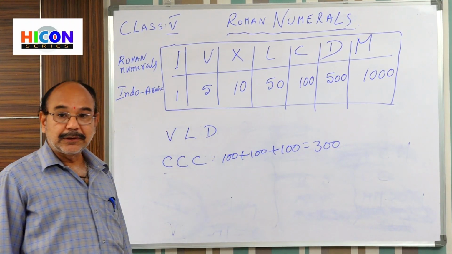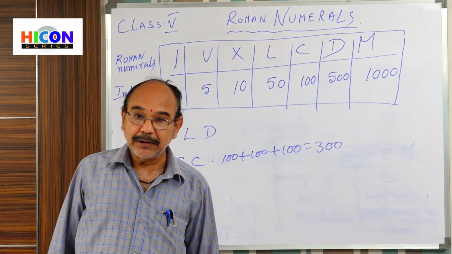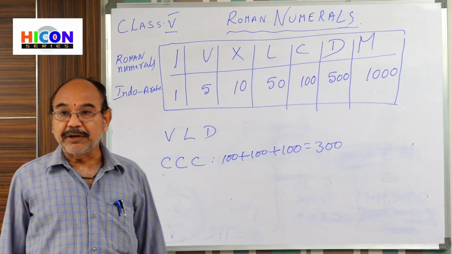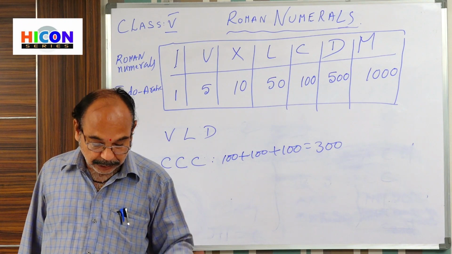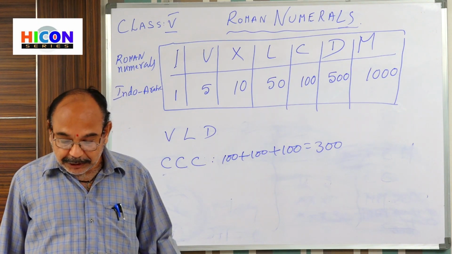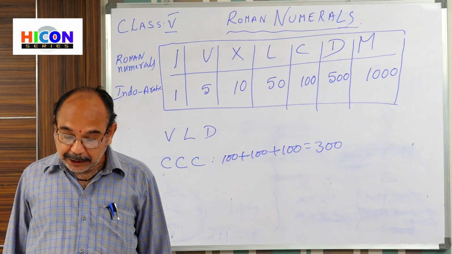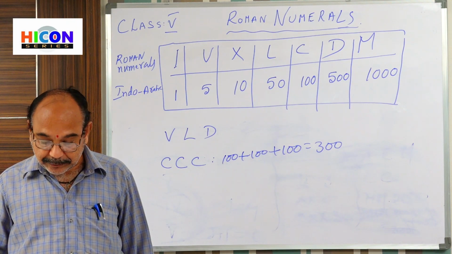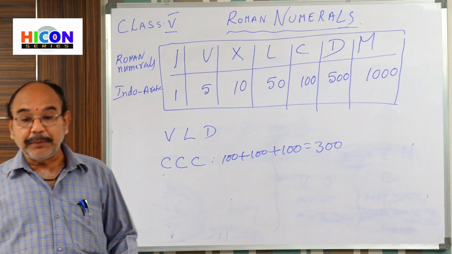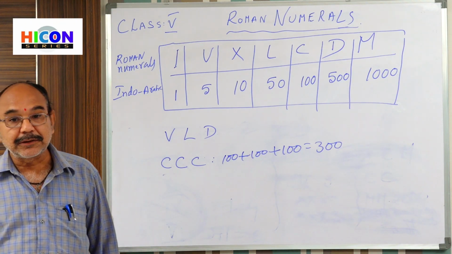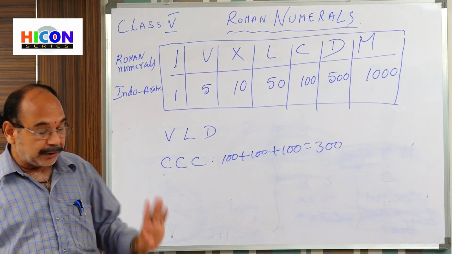Like this, we write the Roman letters by following this rule. That is rule 2 completed. Now we are going to rule 3. What is that rule 3? When the smaller symbol is placed on the right of the bigger symbol, then we add the symbols. That is rule number 3.